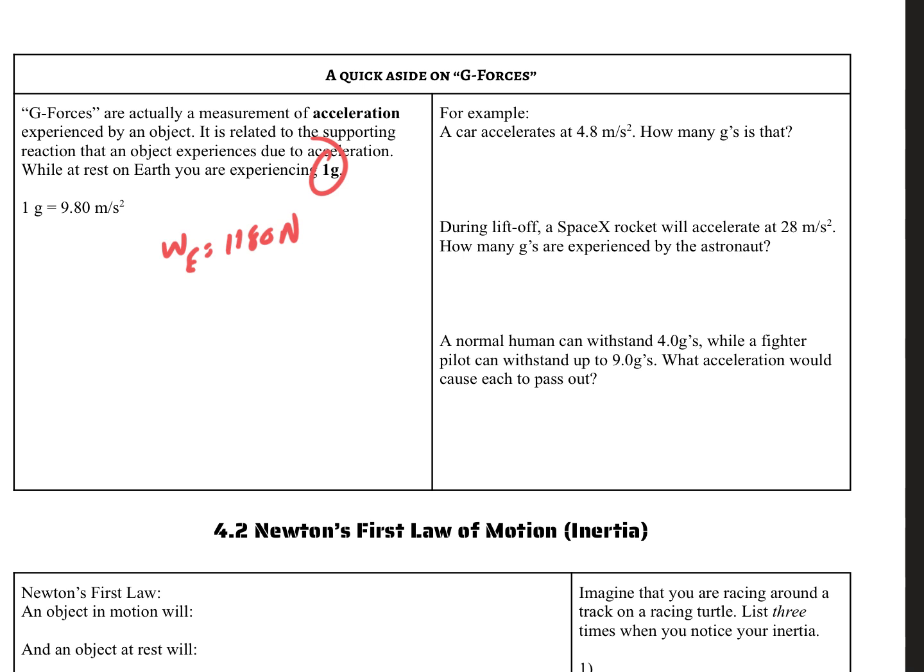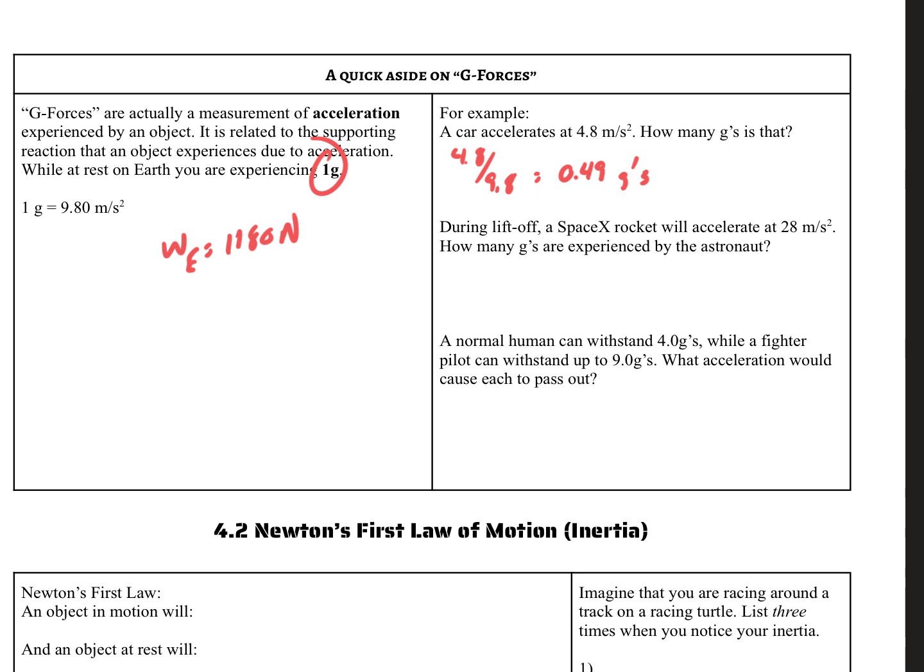So if I'm experiencing 1g, you're experiencing normal Earth conditions, 1180 newtons or whatever you normally weigh. So when you have a g-force, what it's talking about is how many times the force of gravity the object feels. So here's a quick question. You have a car accelerating at 4.8 meters per second squared. How many g's is that? Well, you take whatever number you're looking at and divide it by about 9.8, and I get about half a g, or 0.49 g that you feel. So not one full g.